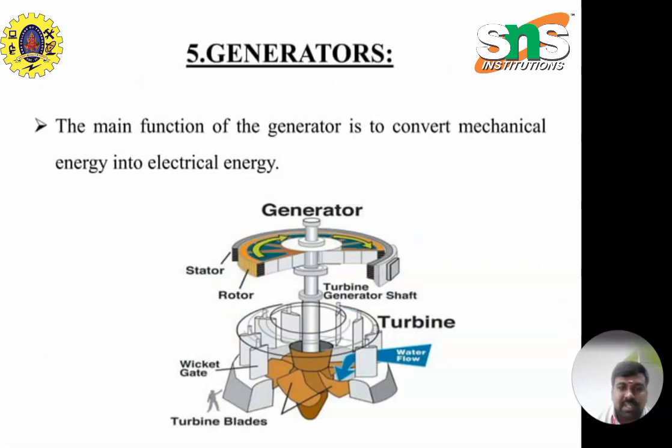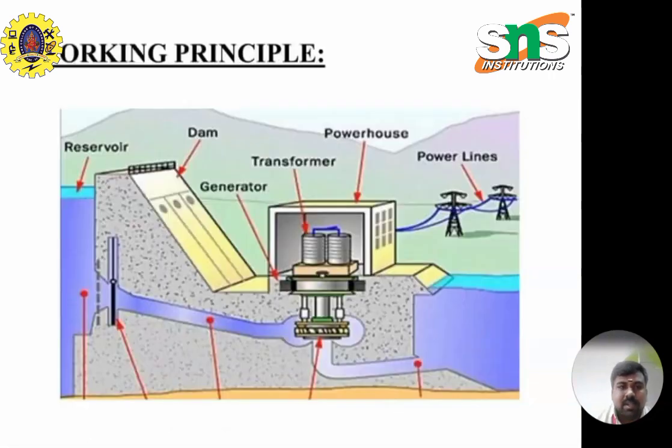The main function of the generator is to convert the mechanical energy into the electrical energy. This is coupled with the turbine. In the turbine, the water's kinetic or potential energy is converted into mechanical energy. Here the mechanical energy is converted into electrical energy because the generator is coupled with the turbine. So this is the layout of the hydroelectric power plant.